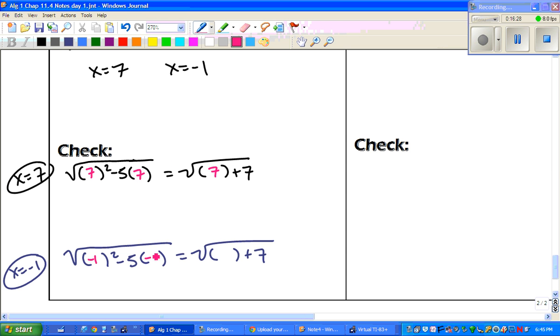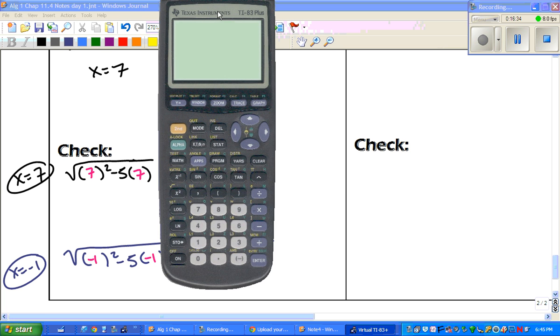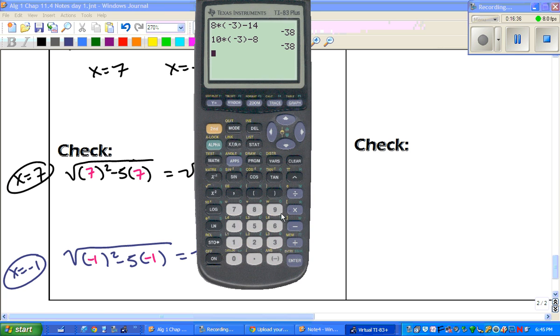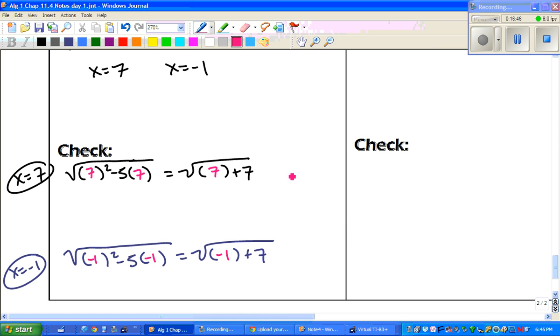And down here, negative 1. So if you want to use your calculator, just type it in exactly as you see it. 7 squared minus 5 times 7. We get 14. So the square root of 14 equals, well, 7 plus 7, I can do that in my head, 14. So that's an answer.